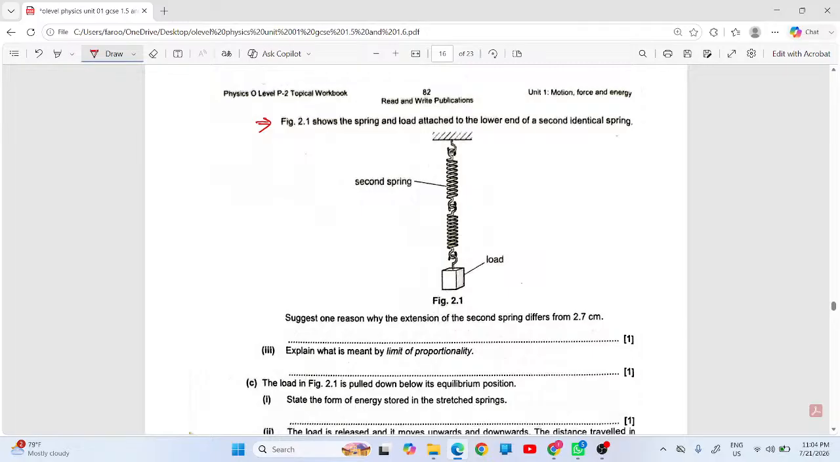The total length is increased. इसमें हम कह देते हैं now load is connected with the spring, plus.